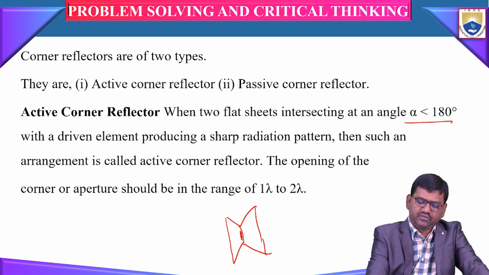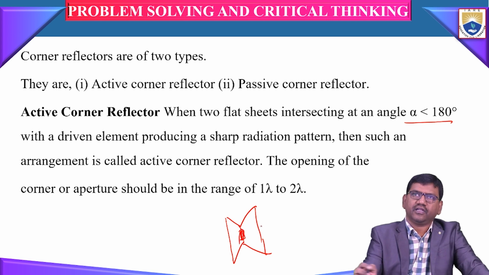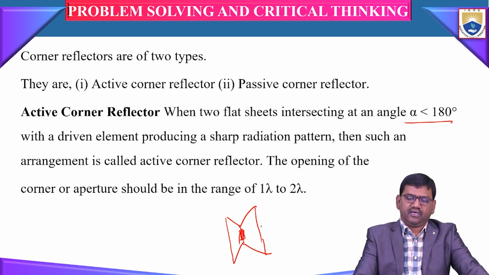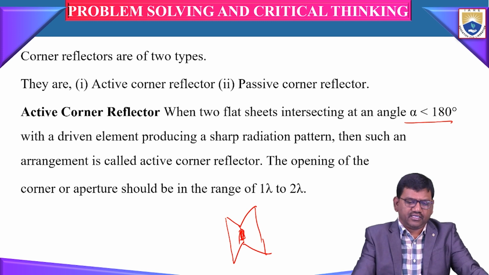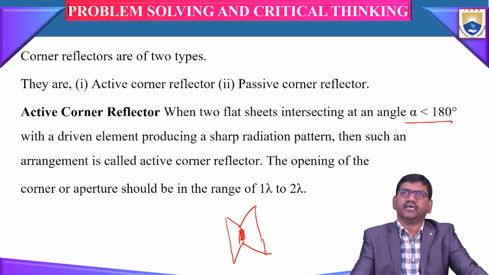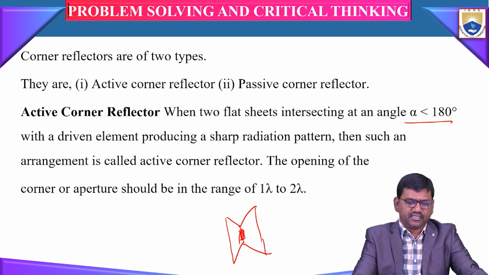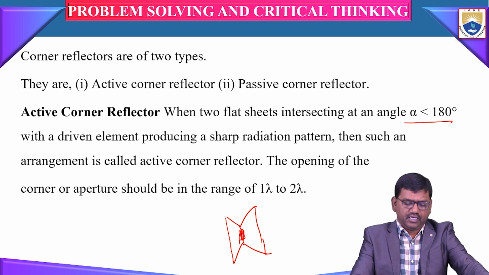So here we are going to use a half wave dipole antenna or a horn antenna at the center for exciting this active corner reflector antenna, so that it will provide a sharp radiation pattern. Such an arrangement we call an active corner reflector antenna. The opening of the corner, or aperture, should be in the range of 1 lambda to 2 lambda.